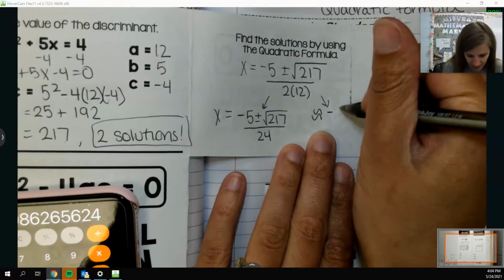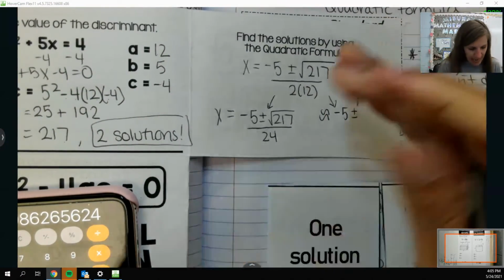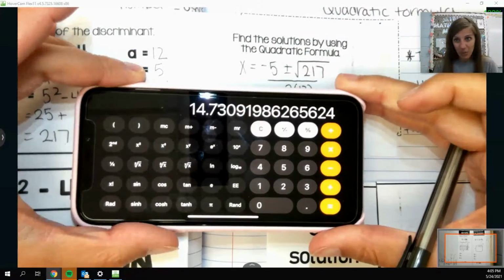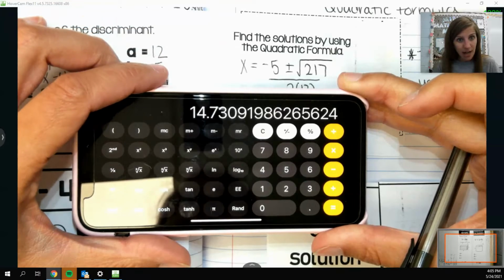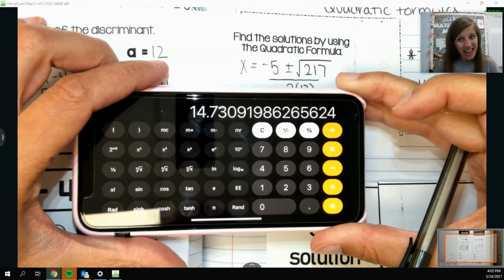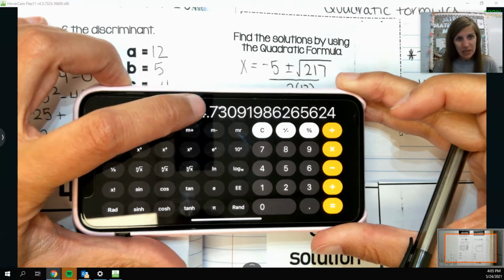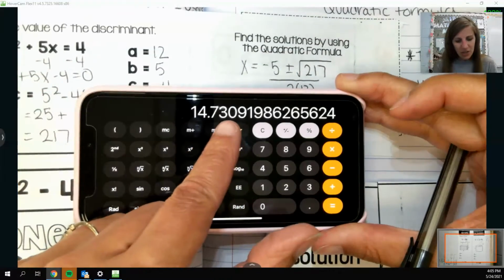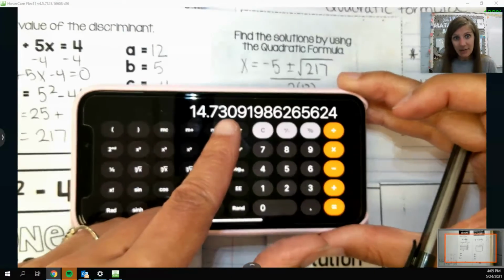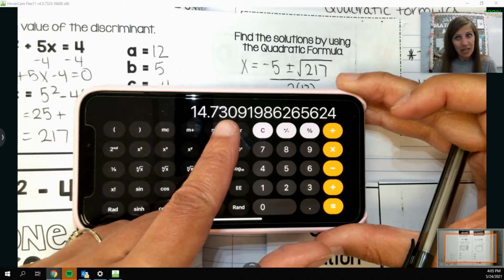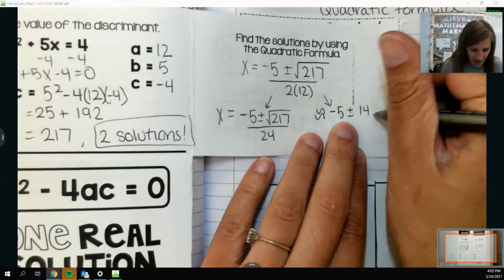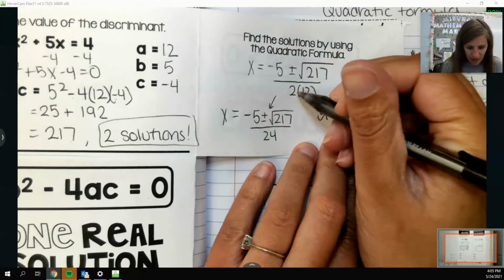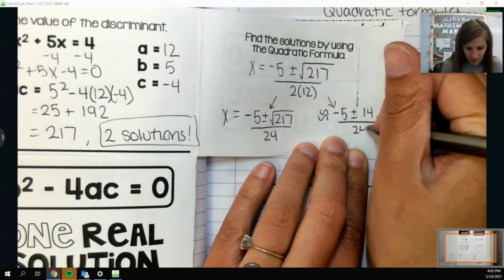If I want to get an approximate one, we would do the decimal. So I would have negative 5 plus or minus that decimal, which you really have to make a choice, like where are you going to cut it off? So we'll go to the nearest tenth. The tenth place is one past, but I really need to look at two past so that I can see if I should round up or not. And because it's a 3, I should not. So we're going to do plus or minus 14.7 all over the 24.